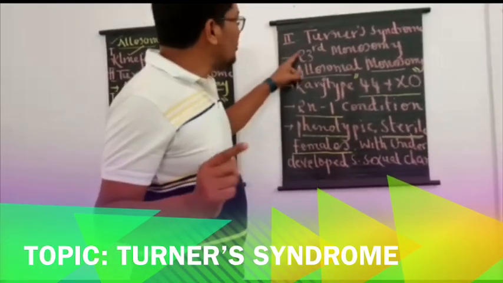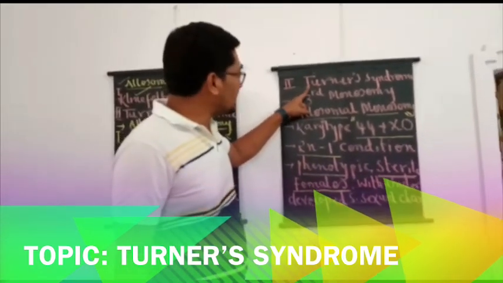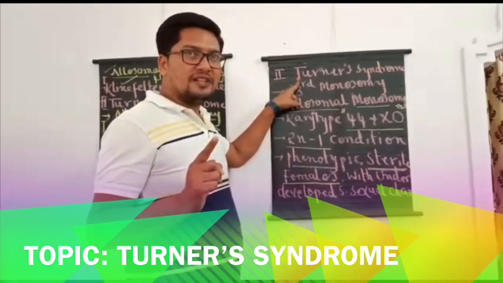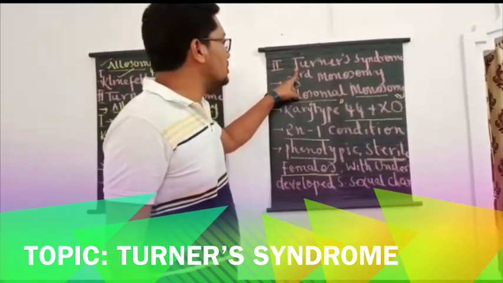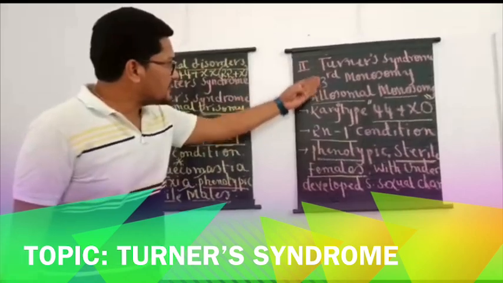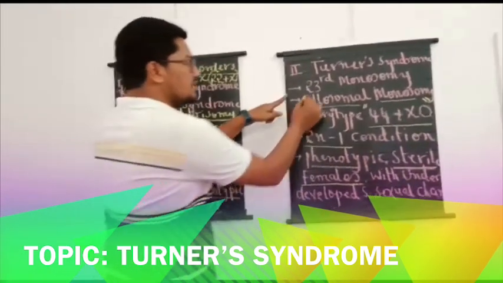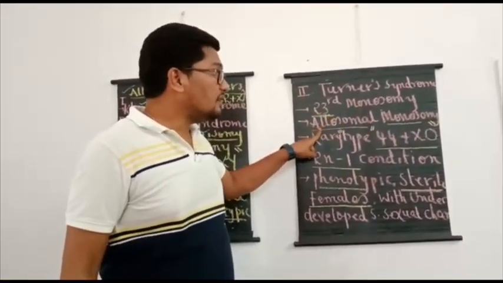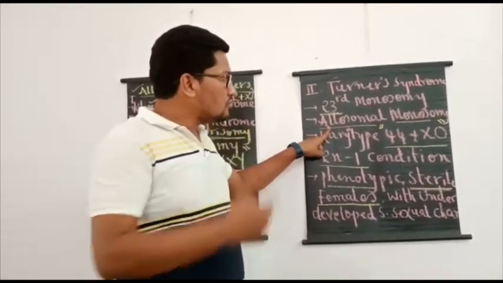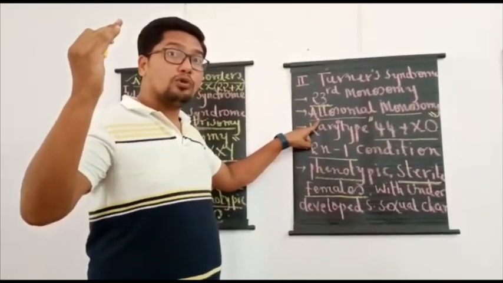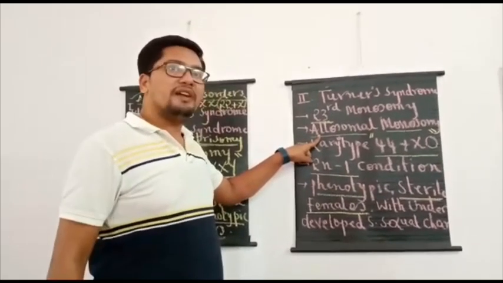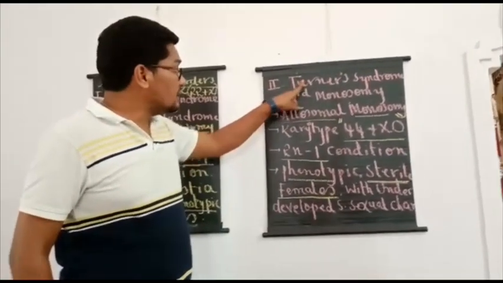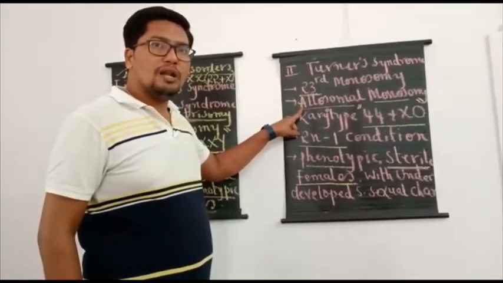The next allosomal disorder given in the syllabus is Turner syndrome. And this condition was reported by Dr. Turner. Named after Dr. Turner, this condition is called Turner syndrome. And facts about Turner syndrome are here. Turner syndrome is the result of 23rd monosomy. So I can take it as an example for allosomal monosomy. One copy of chromosome is missing from the 23rd pair. That's why this condition is called 23rd monosomy. So Turner syndrome is the best example for allosomal monosomy.